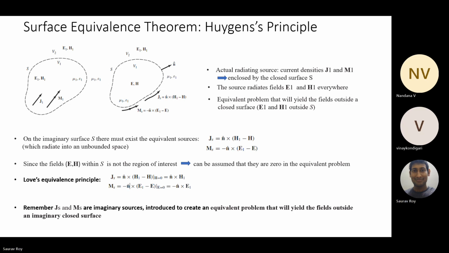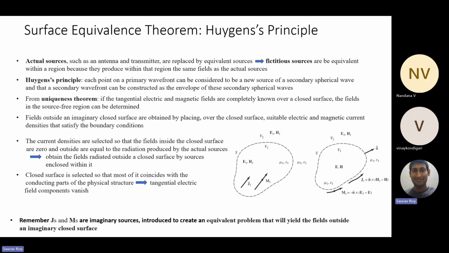Yes. That is what I told you in the previous slide. This is the equivalent problem we are creating from the first problem. These sources are imaginary sources. That is all about the equivalence theorem. Even if you remove the original sources, by introducing this MS and JS we have to get E1 and H1. We are creating an equivalent problem from left to right, so that even if you remove this J1 and M1, it does not matter. Only if you know these equivalent sources JS and MS, from that you can create E1 and H1 in V2. That is what the equivalence principle is all about.